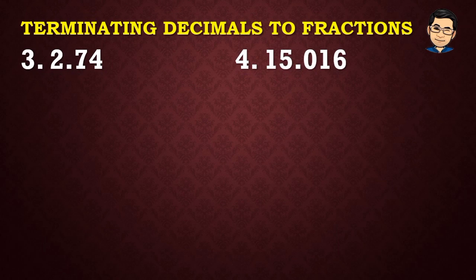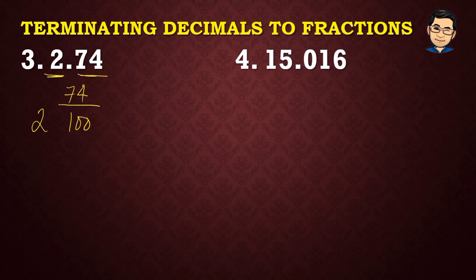So, next example, number 3, 2.74 or 2 and 74 hundredths. So, meron na tayong whole number dito na 2 and then yung decimal number natin 74. So, ang mangyayari, sulat lang natin yung whole number na 2 and then yung 74 over natin sa place value niya which is 100.